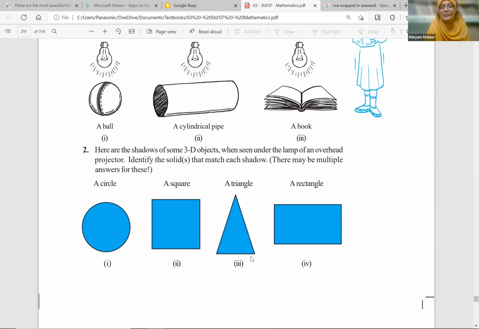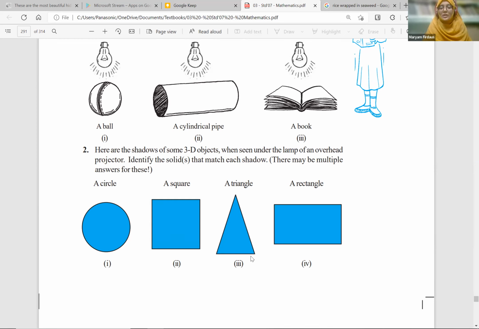And number two, a cone, it will give a shadow in the shape of a triangle. What else? You mentioned one more shape in between, a triangular pyramid. If you throw light on it from the top and the base is the triangle, then what is the shape of the shadow? Yeah, triangle, yes. Okay.